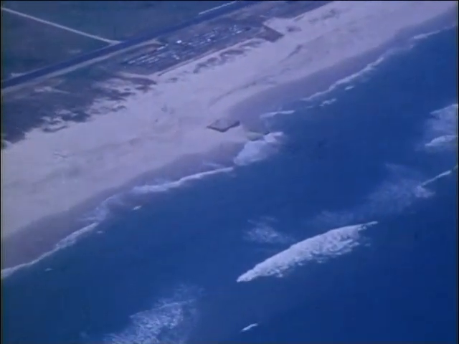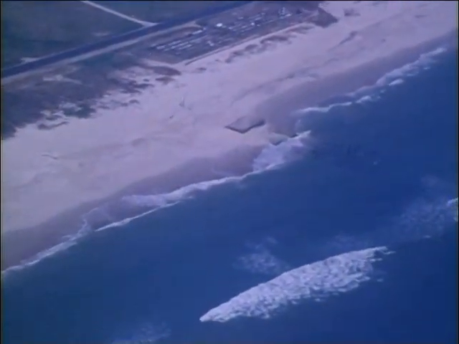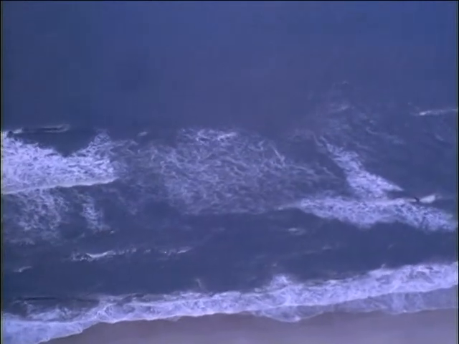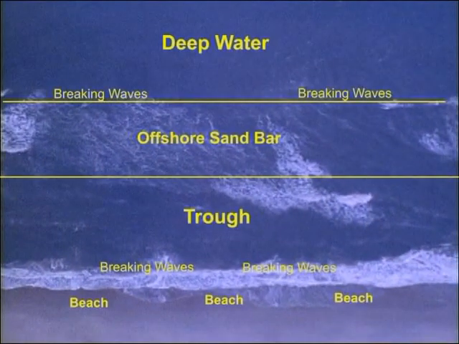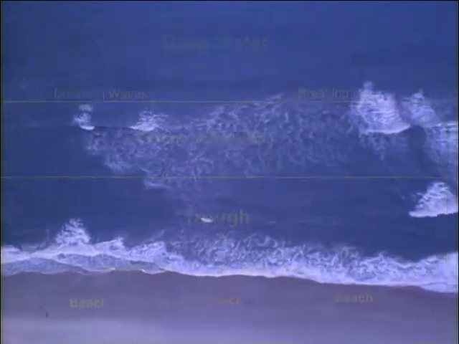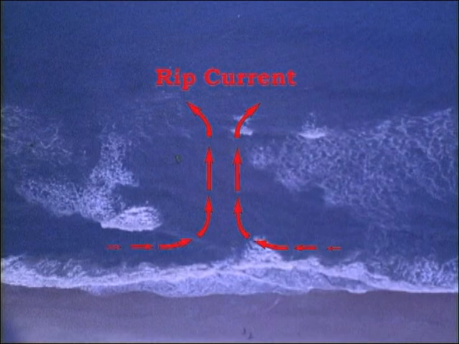Just off the beach, the breaking waves create an offshore bar or ridge of sand running parallel to the beach. The trough between the bar and the beach varies in depth and directs the water from the breakers along the beach until it reaches a break in the bar where it runs back out to sea. At the break in the bar, the returning water often forms a rip current, which occasionally sweeps swimmers out to sea.